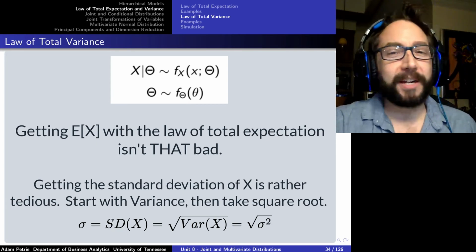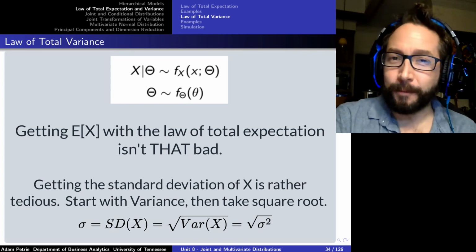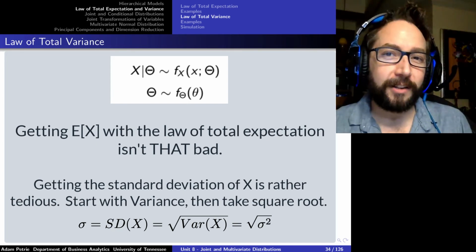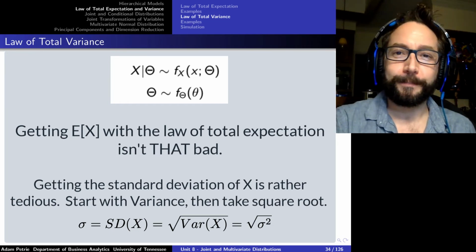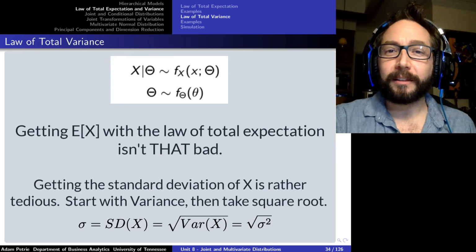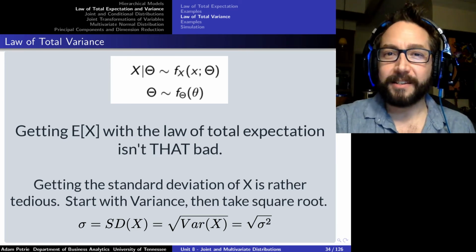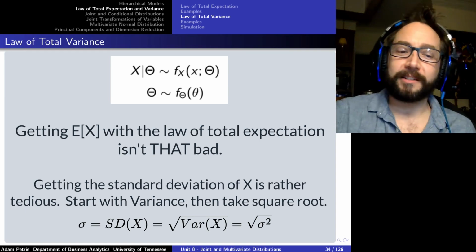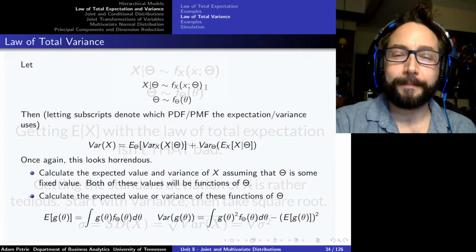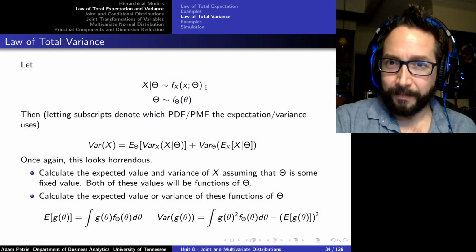Just like when we were getting the standard deviation of a random variable, we're actually going to get the variance of the random variable first, and then we're going to take the square root. So here's what the law of total variance has to say about getting the variance of x free from its dependence on that random parameter theta. We have to do a few things.